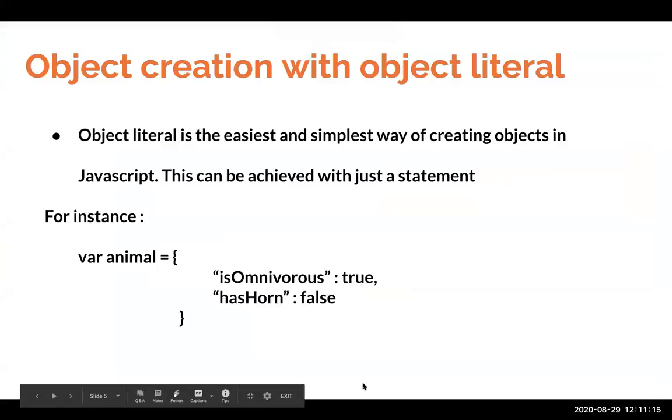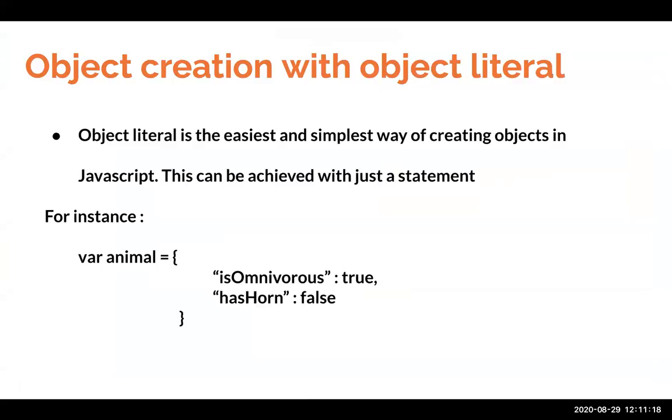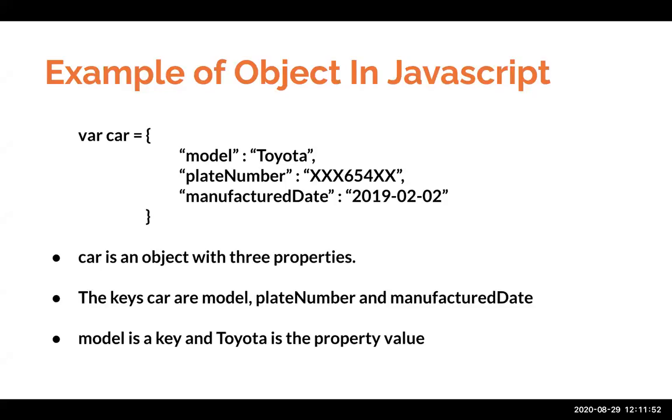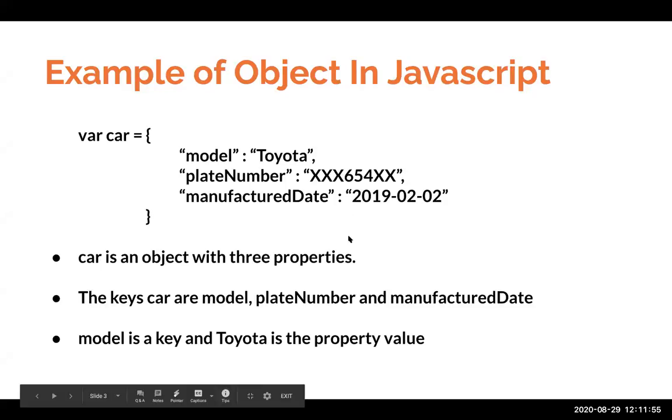One more thing is that JavaScript is basically heterogeneous. That is, if you have a particular object, the key can have any sort of variable, any sort of data type that you wish to append to it. For instance, in the car object that we created here, you can see the model, we have Toyota. This Toyota is actually a string. Plate number, this is a string as well. Likewise, manufacture date, which is also a string.